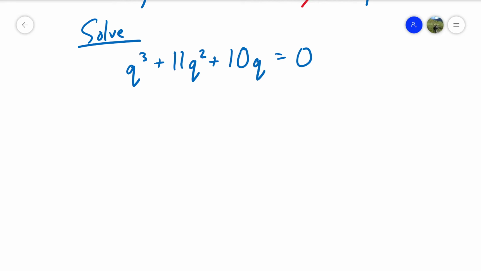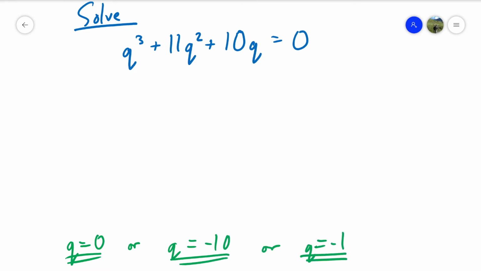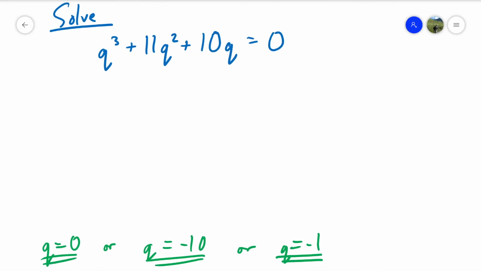Have a go in your own time. So the answers are q equals 0, or q equals minus 10, or q equals minus 1. I'll go through my answer. How do we factorize?